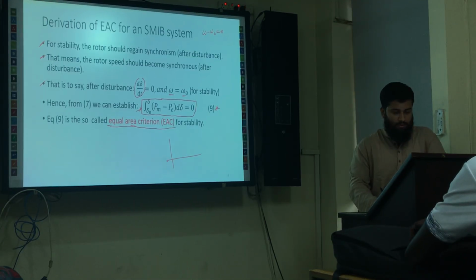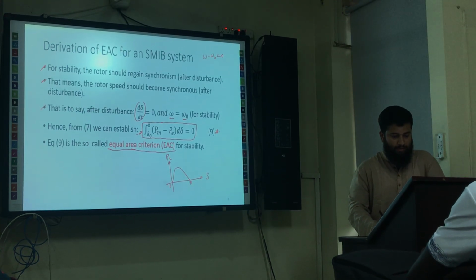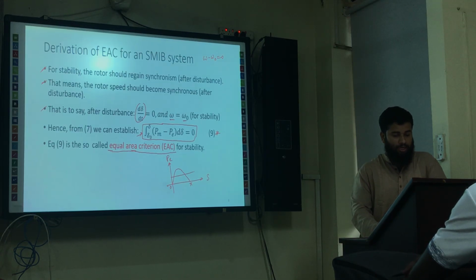Let's say we have the P versus delta curve, right? So you know this thing. Let's say this is from 0 up to pi. We are considering the generation rule. So how can we plot Pm here? Simply a horizontal straight line, right? Because Pm is not changing with respect to time. It is independent of delta, right? So Pm is independent of delta. That's why we can just plot the Pm using this horizontal line.